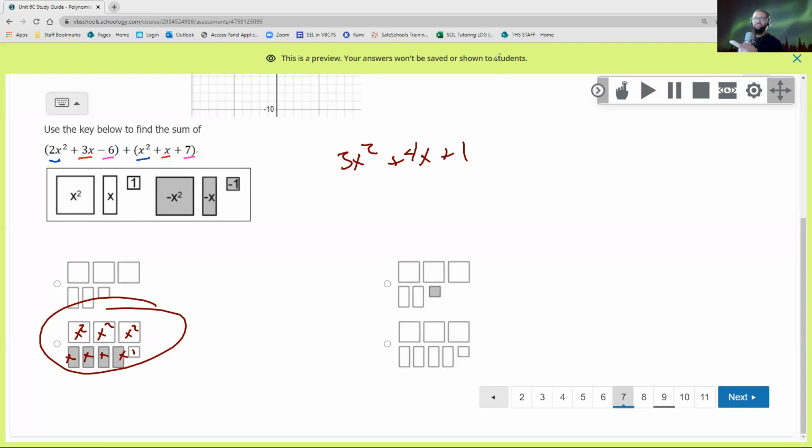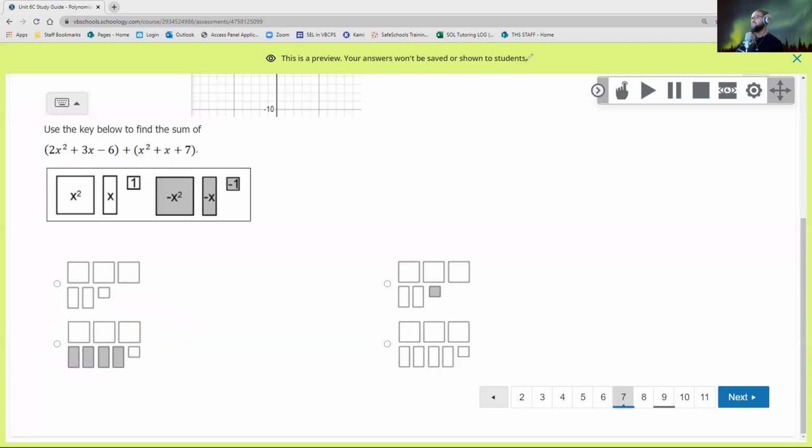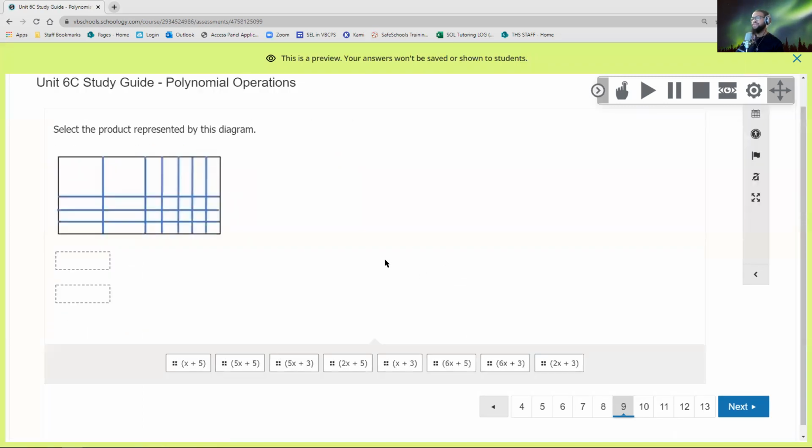And this is a great kind of review piece before we move on to number 9, which is the next one. Number 9 says, select the product represented by this diagram. And this is something we touched on Friday with that Desmos activity. The way we do these, instead of looking at the entire thing, which a lot of students want to do, we only need to look at the very right row, this one here, and the very bottom row. Okay, just these 2 rows.